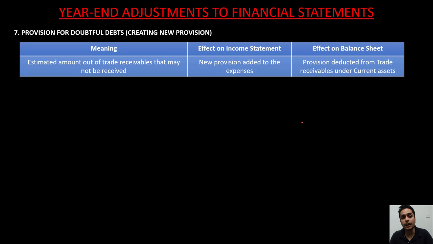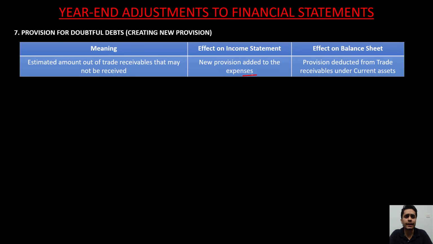Now, what is doubtful debts? Doubtful debts is an estimated amount that a business may lose by way of bad debts. So let's say this is about creating a new provision. During the year, we want to create a new provision. When we are creating a new provision, we feel that an estimated amount may not be received from the debtors. A certain amount may not be received, and hence it is an estimated loss or an estimated expense. So that amount of doubtful debts will be shown as an expense in the income statement.